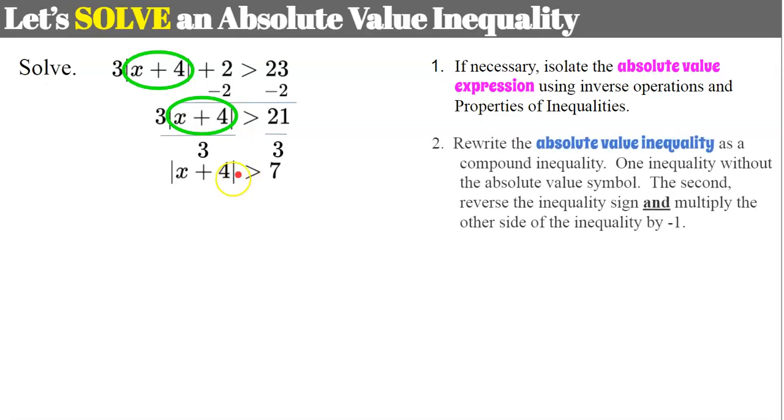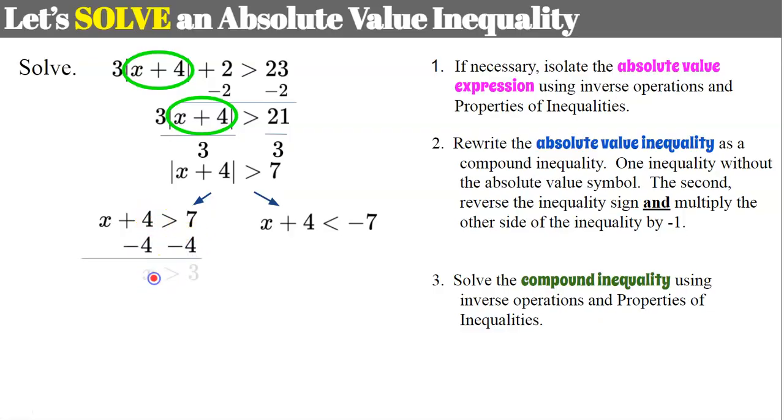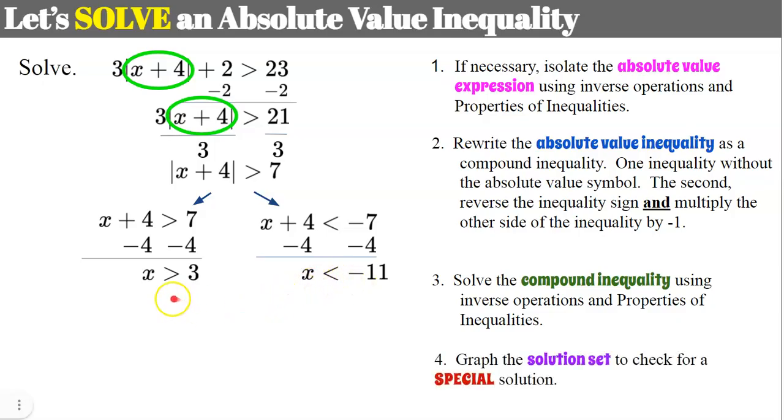So step 2 is to write our compound inequality. So the first one, we're going to drop the absolute value symbols and leave everything else the way it is. On the second, we're going to drop the absolute value symbol, reverse the inequality symbol, and multiply the right by -1. Now we're ready to do step 3 and solve our compound inequality. The inverse of add 4 is to subtract 4 from each side, giving me x is greater than 3. Solve our second. The inverse of add 4 is to subtract 4 from each side, giving me x is less than -11.